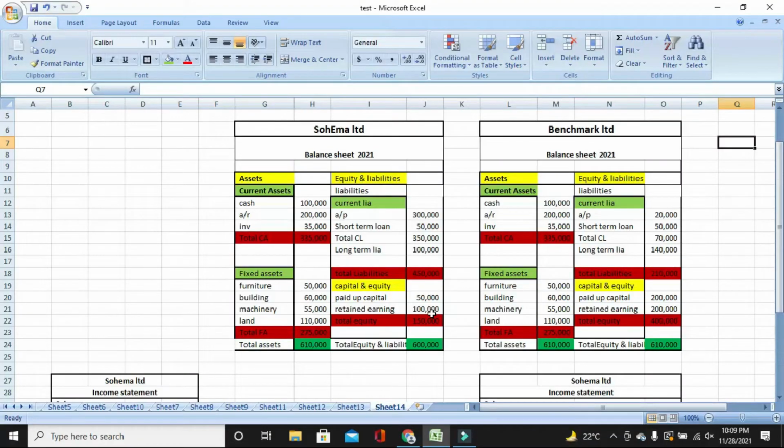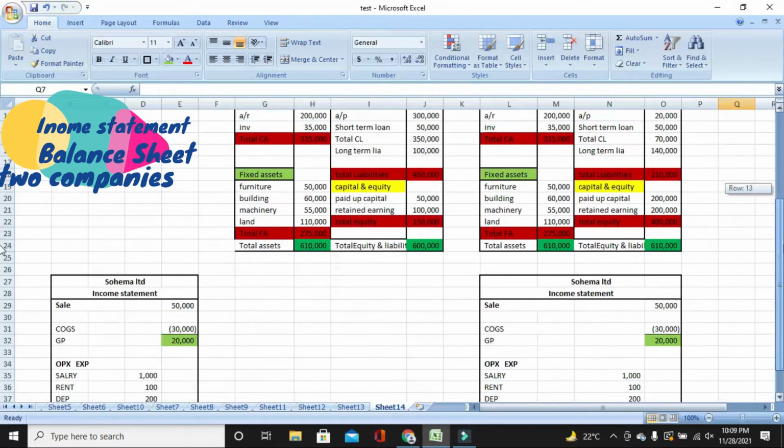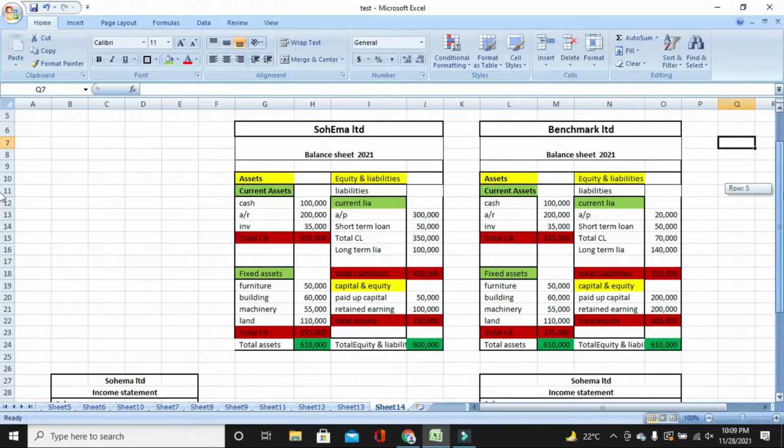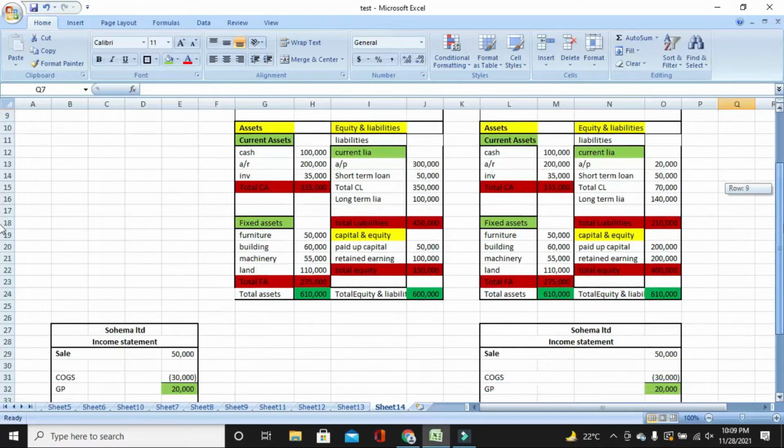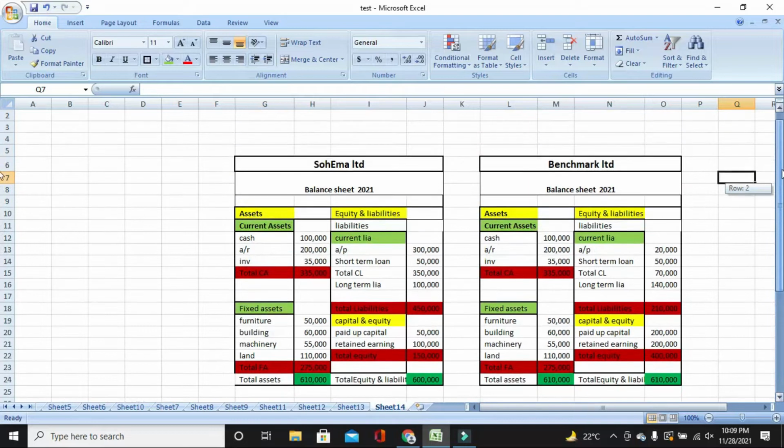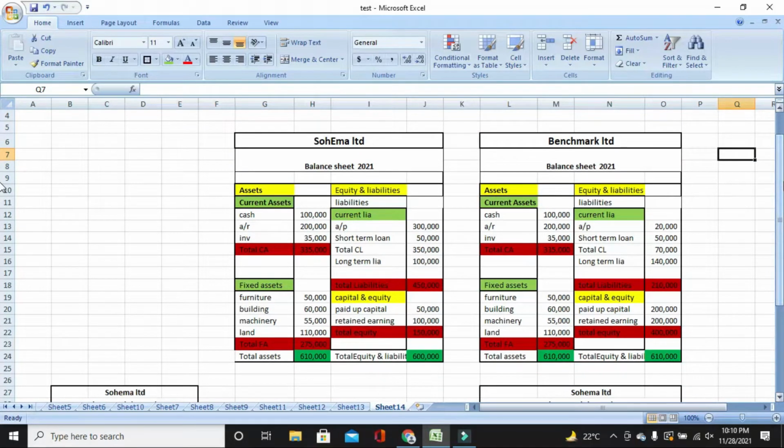Okay guys, you can see that we have a Soima Limited balance sheet and its income statement, and we have a benchmark balance sheet and its income statement. So the first task is to calculate the operating performance of these two companies, how we can measure their financial health. So for measuring operating performance and financial health of these companies, we will use return on equity.